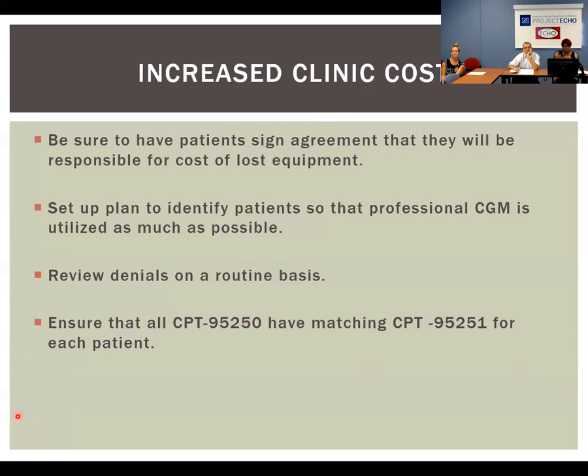You also need to review your denials on a routine basis, because that's where money is lost. The insurance companies will come back when you bill them and say that you never got a prior authorization. Once you send that prior authorization number back to them, usually there are no problems after that. And you always want to be sure that your 250 codes have a matching 251 code for each patient, because again, as I said, that's where your monies are lost.